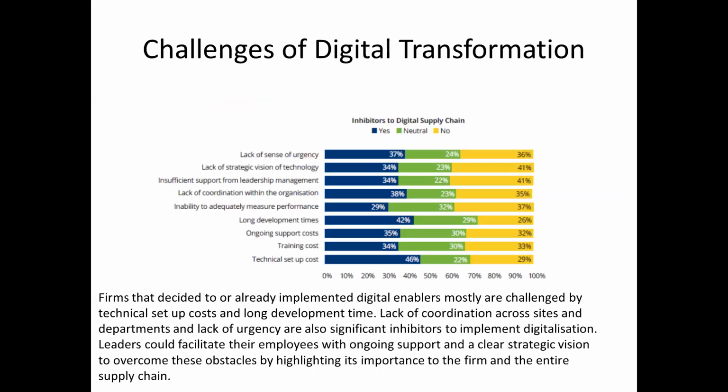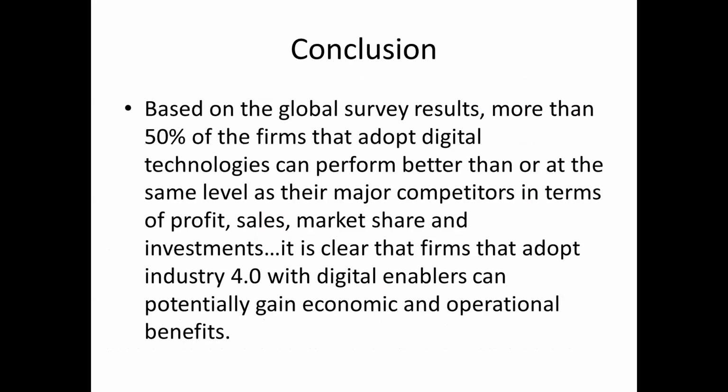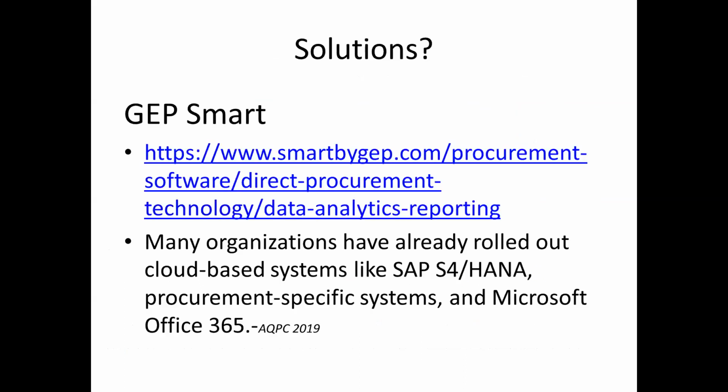And what are the challenges of us going digital? Many. Lack of coordination, lack of urgency, costs, skills, you name it, can be a challenge. That's 1.2 and 2.3. More than 50% of firms that adapt digital can perform better than their competitors, so there's a compelling case for it.